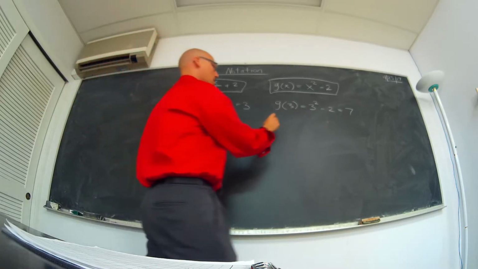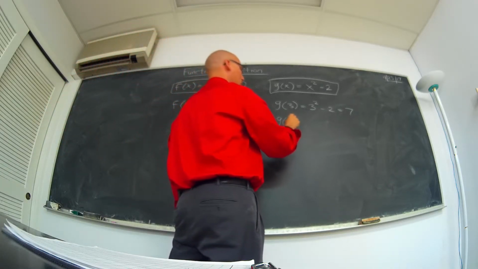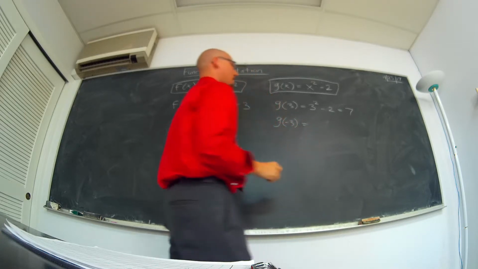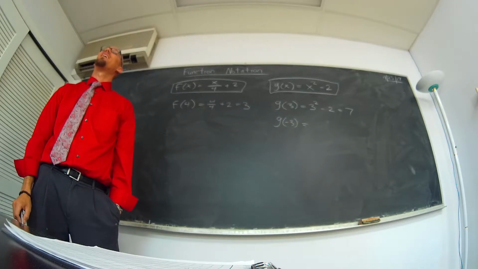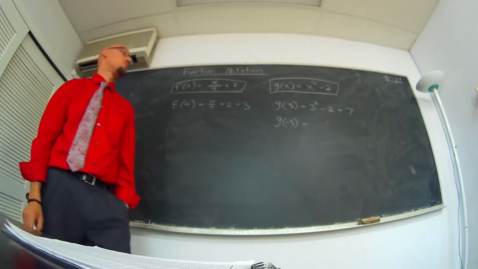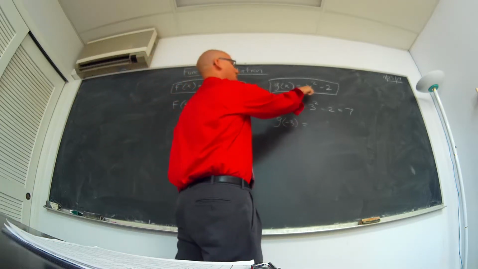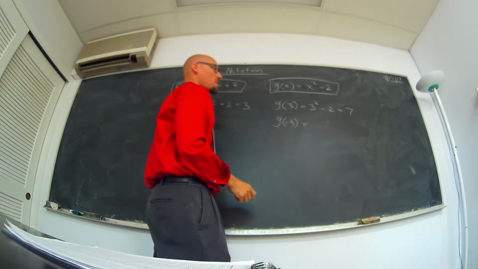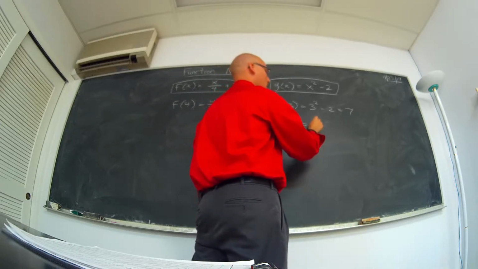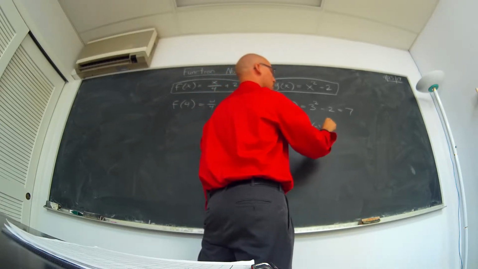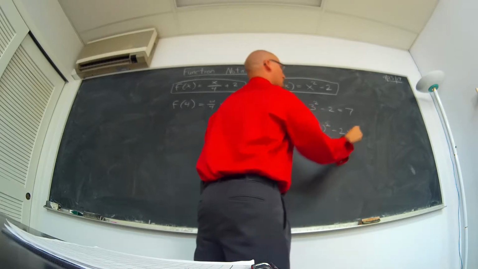Now Renee, what's g evaluated at -3? It's the same thing, 7. So we're going to plug a -3 right here, and then it becomes positive.